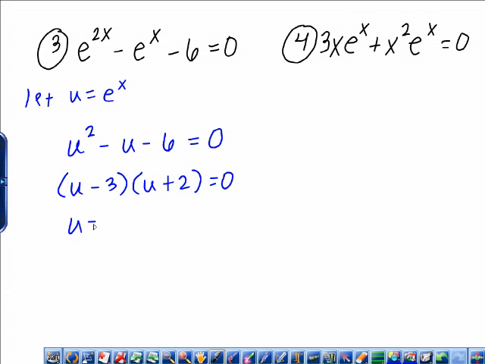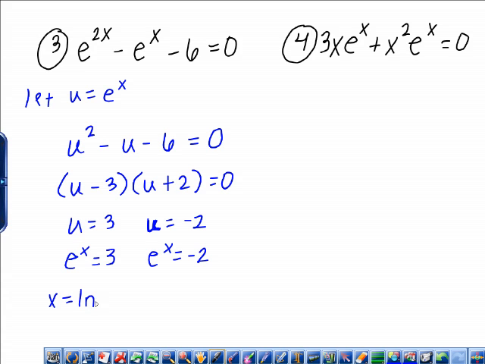Okay, so let's go ahead and solve for u. We've got one u value equaling 3, and one u value equaling negative 2. And this is not good enough because I didn't say solve for u, I said solve for x. So what we need to do is the substitution back. So now I have e to the x equals 3, and e to the x equaling negative 2. Okay, so then what does x equal here?